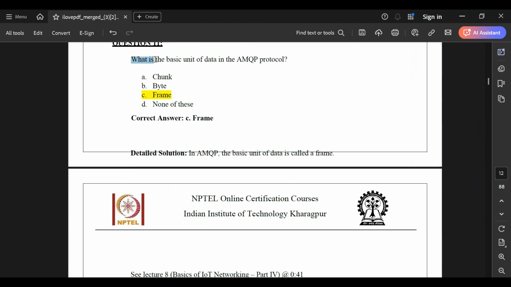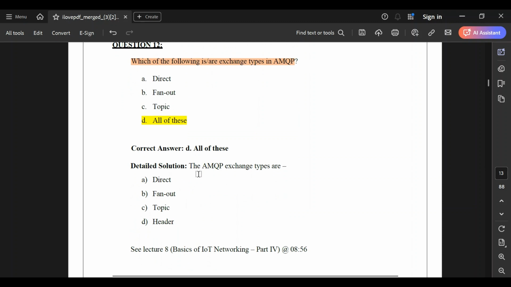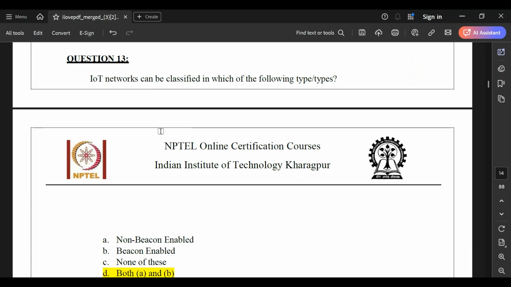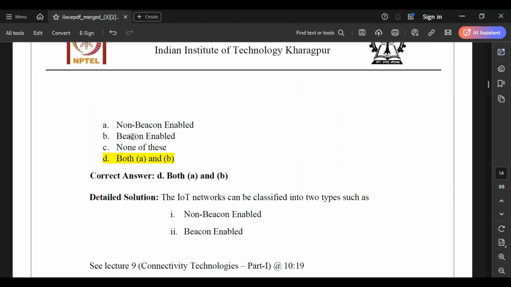What is the basic unit of data in AMQP protocol? So frame. You should know that frame is the basic unit. Which of the following are the exchange types in AMQP? So direct, fanout, topic. All these are the exchange types in AMQP. Now, moving to the next question. In IoT, networks can be classified into which of the following types? So you can see it is both A and B, meaning non-beacon enabled and beacon enabled.